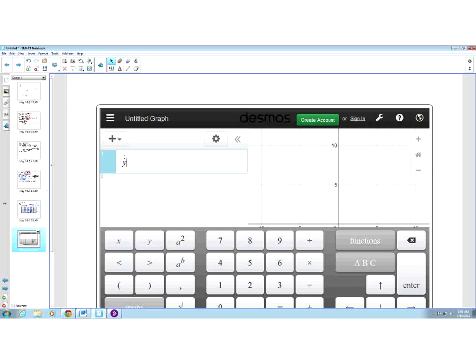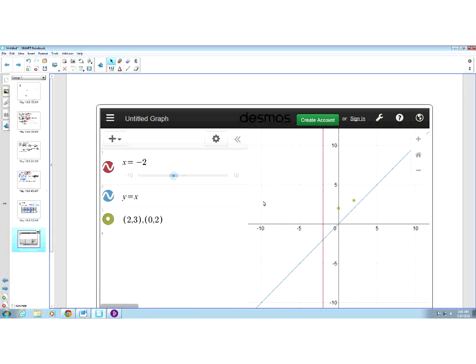So we had x equals negative 2 as the vertical asymptote, and then we had y equals x as the slant asymptote, and then we had a hole at (2, 3), and we had a y-intercept at (0, 2). Okay, so we have that. So this is the structure so far.